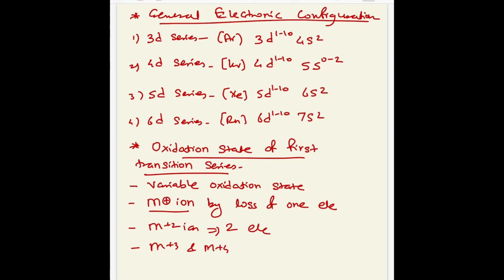is observed in the middle of the 3d series, where the element manganese can show variable oxidation states. The minimum oxidation state of manganese is plus 2 and the maximum oxidation state is plus 7. So they can show variable oxidation states in the 3d series.